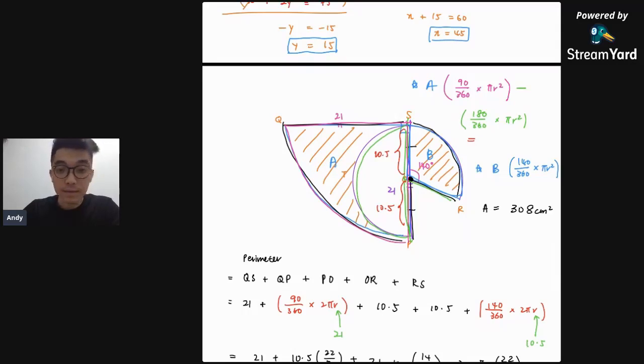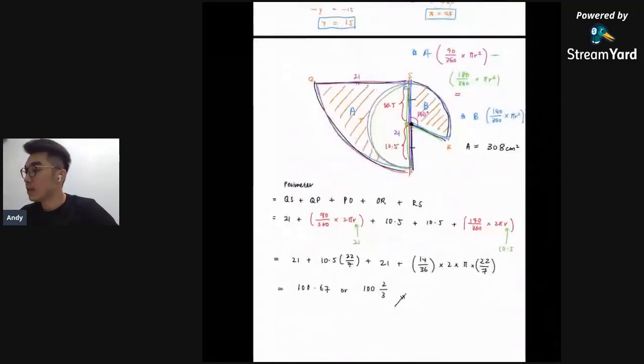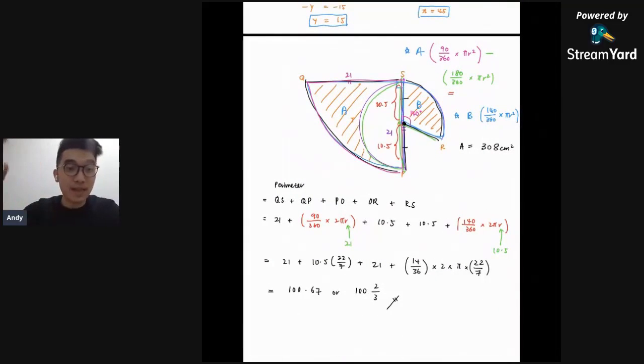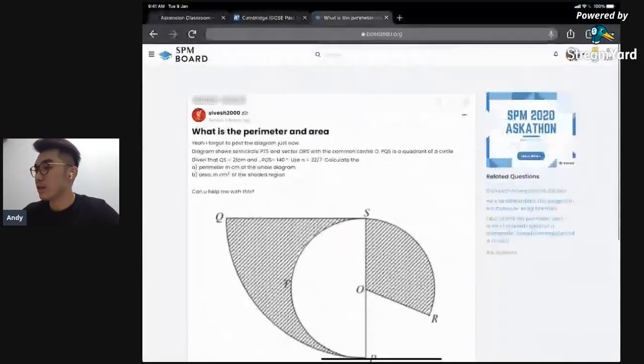So yeah, you can round up a little bit to get the answer. Okay, so that's how you do it. So I have answered your perimeter and the area. And yeah, Sivesh, good question.